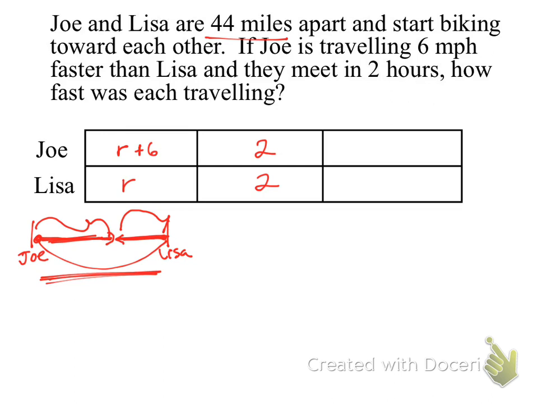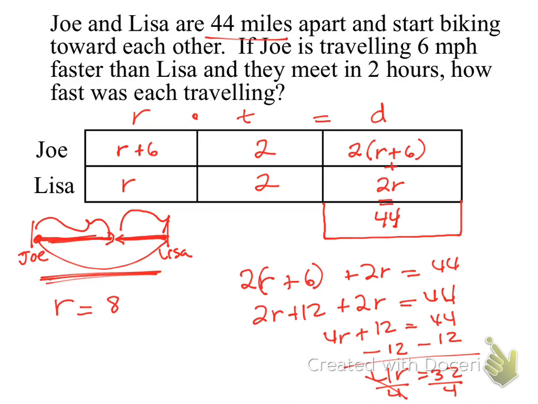It's the distance altogether. So I'm going to make another box and add that 44. So what do I do to the top? Rate times time. What do I do going across? 2 times R plus 6 and 2R. So what's the equation? Why don't you guys finish it up? Pause the recording, finish up the equation, and solve for R.